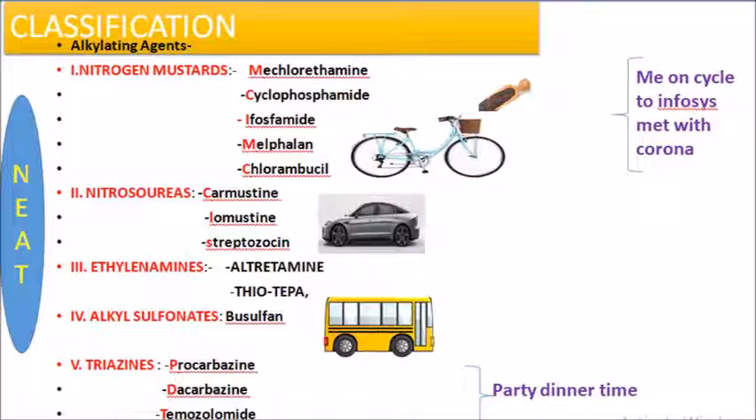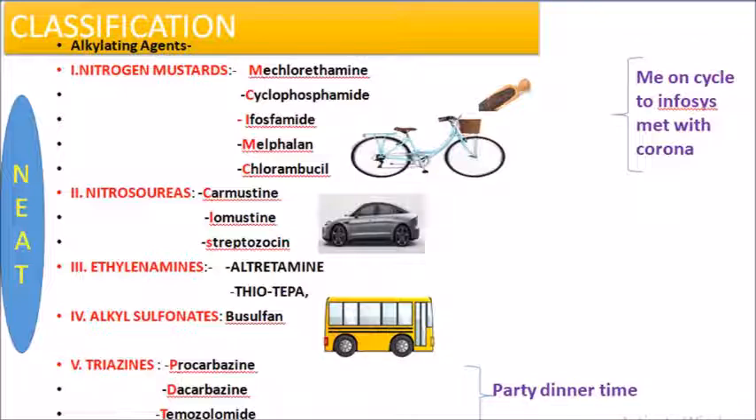Coming to the classification of anti-cancer drugs, the first group is alkylating agents, those drugs which are capable of alkylation. This is subclassified into 5 groups, which can be remembered by using NEAT, N-E-A-T. There are 2 classes starting with N, nitrogen mustards and nitrosoureas. Then we have ethyleneamines with E, alkyl sulfonates with A, and triazenes with T. So alkylating agents are NEAT.